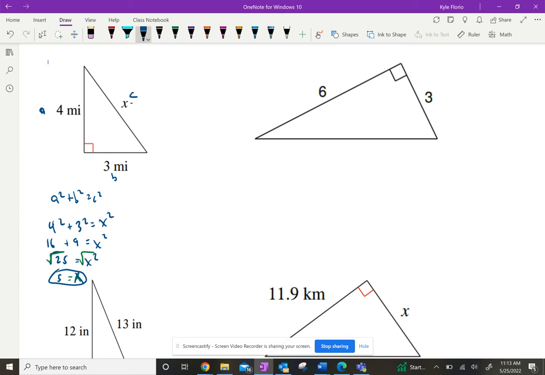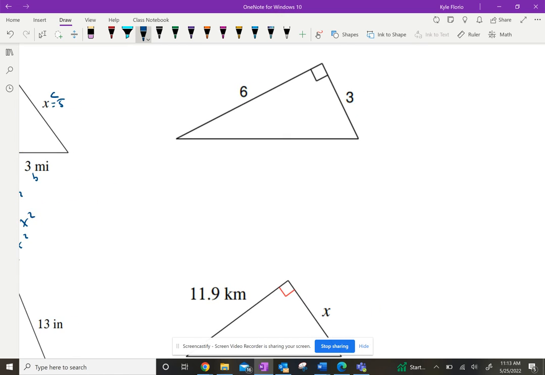Okay, so X is 5. So we found the missing side. Another example here. Here's the right angle. So the hypotenuse is the one across from that. We'll call this C. The other ones we can call A and B. Doesn't matter which one's A and which one's B.